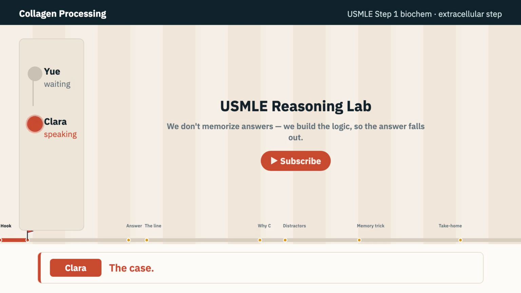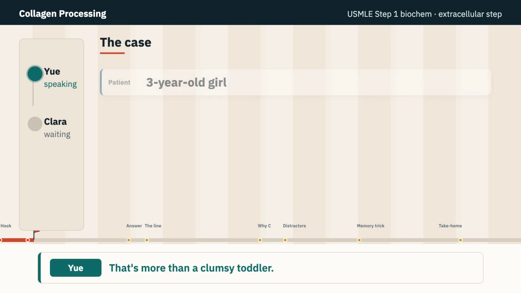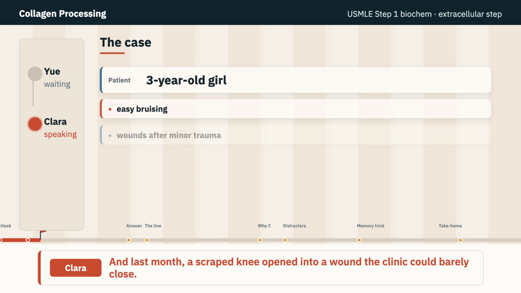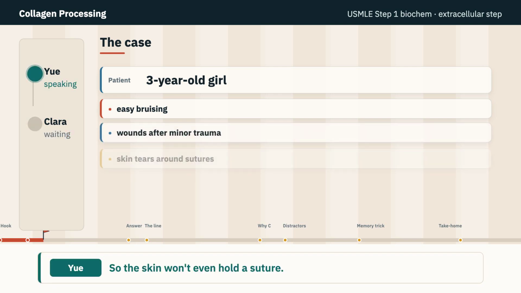Okay, the case. A 3-year-old girl. Her skin bruises and splits with everyday handling. A light bump leaves a wide purple patch. That's more than a clumsy toddler. Right. And last month, a scraped knee opened into a wound the clinic could barely close. The skin pulled apart around every stitch. Huh. So the skin won't even hold a suture.